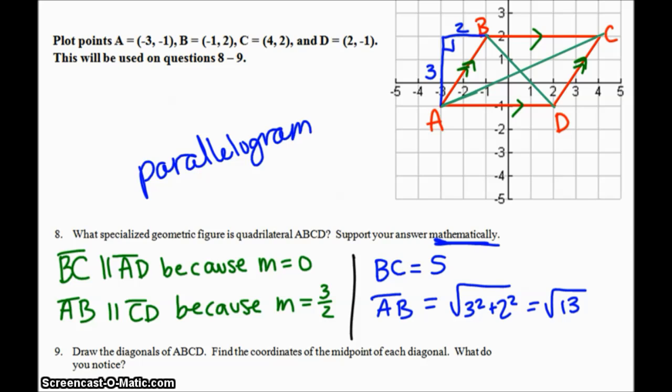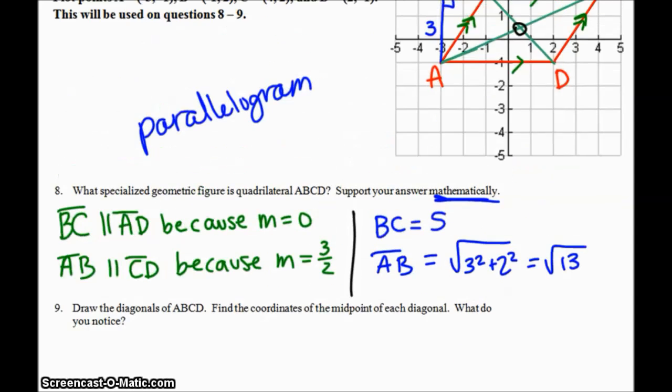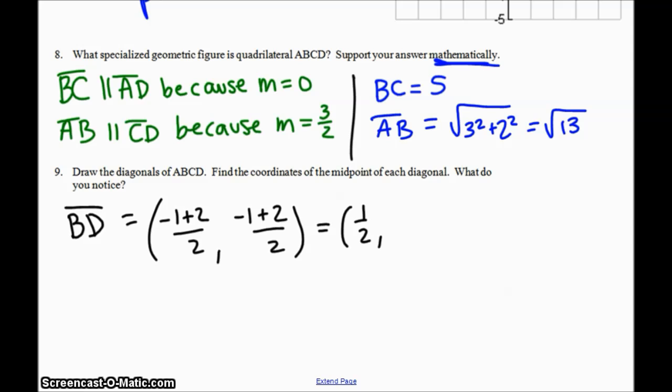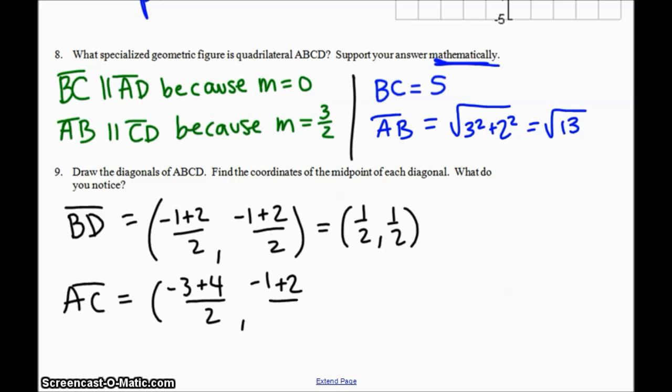Now, taking a look, we can assume that where they intersect is going to be somewhere right here. It's not a nice even number, so it's our job to find out. We need to do the midpoint of each. So the midpoint of BD is going to be -1 plus 2 over 2, comma -1 plus 2 over 2, which would give us 1/2, comma 1/2. AC, take the points A and C, add the x's, divide by 2, add the y's, divide by 2, because that's the midpoint formula, and you get 1/2, comma 1/2.